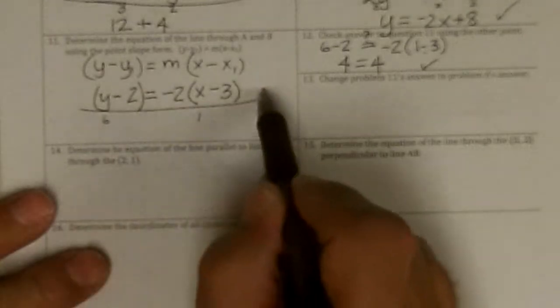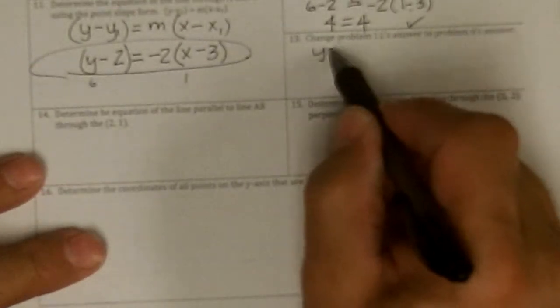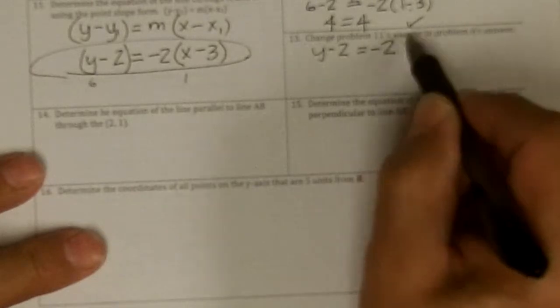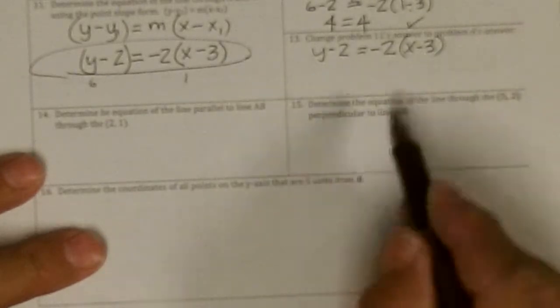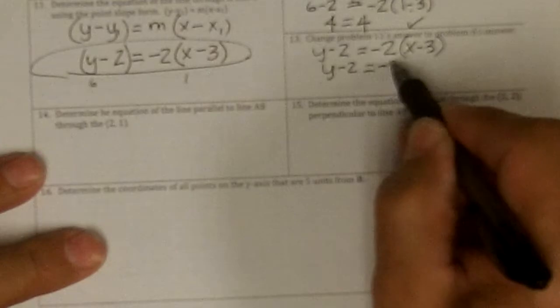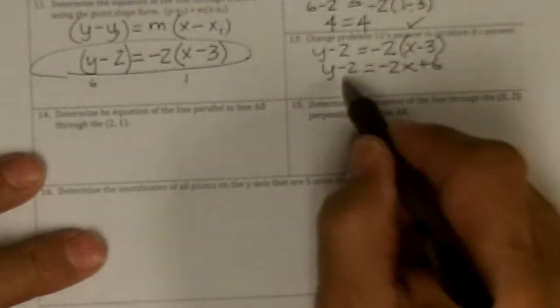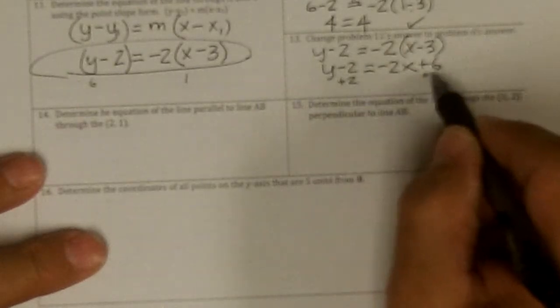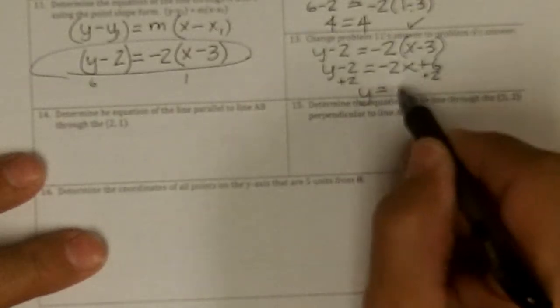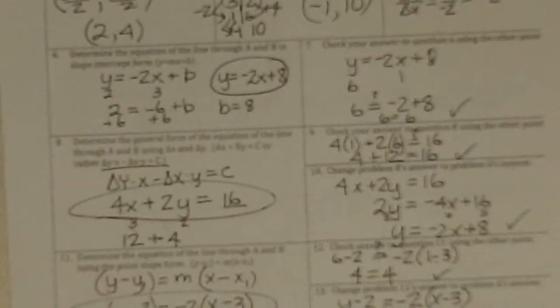Take the equation that we have in 11 and make it equal to the answer in 6. So we need to solve for y and come up with minus 2x. So I'm going to show my work. I have y minus 2 equals negative 2 times x minus 3. I'm going to multiply the negative 2 through, so I get y minus 2 equals minus 2x plus 6. And the only thing over with the y is the minus 2, so I'm going to go plus 2 to both sides. And I get y equals minus 2x plus 8, which is what it said in number 6.